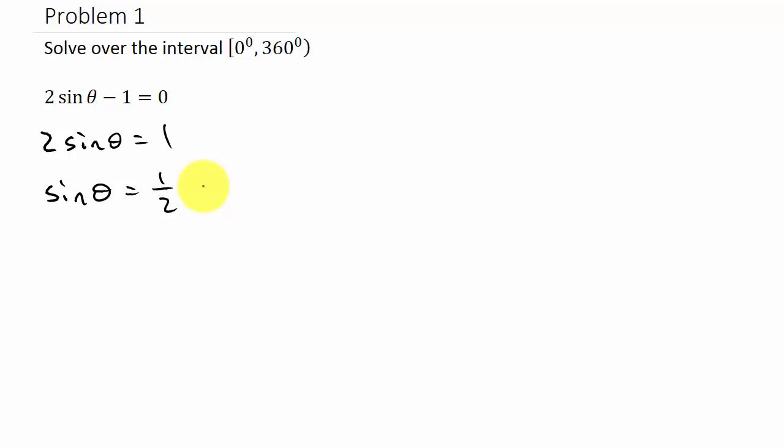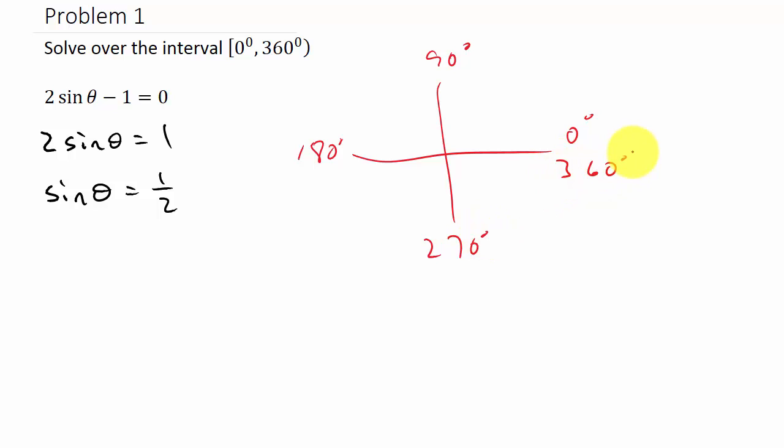Alright, so now I want to find all the solutions. There's 0, 90, 180, 270, and then back to 360. So I want to find all the solutions from 0 to 360. So I have sine theta equals a positive number. That tells me that my solutions are going to be in the first quadrant and the second quadrant, because that's where sine theta is positive, in the first and second quadrant.